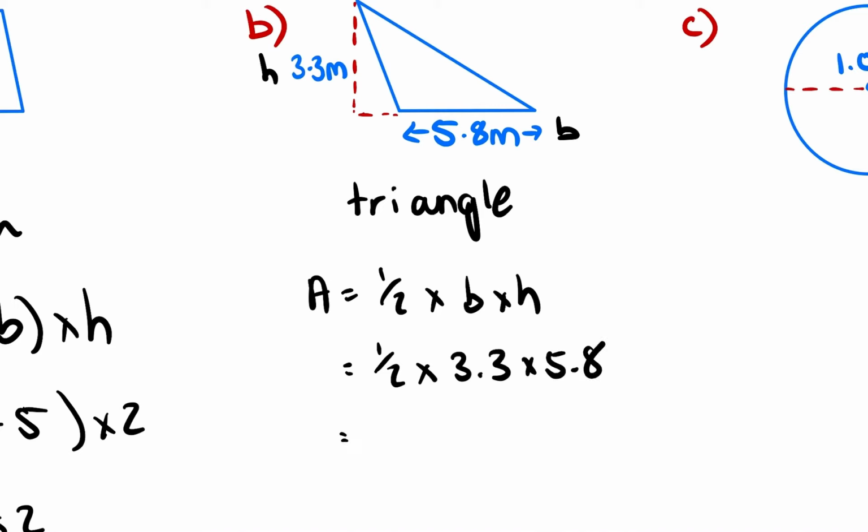Now, if you don't remember, a half is 0.5 in your calculator. That just makes some of this a little bit easier. So we're going to go half times 3.3 times 5.8. Put that in your calculator, and we get 9.57. Then it's metres squared. Okay, no rounding required there because it went straight to 2 decimals already. And that is area of a triangle.